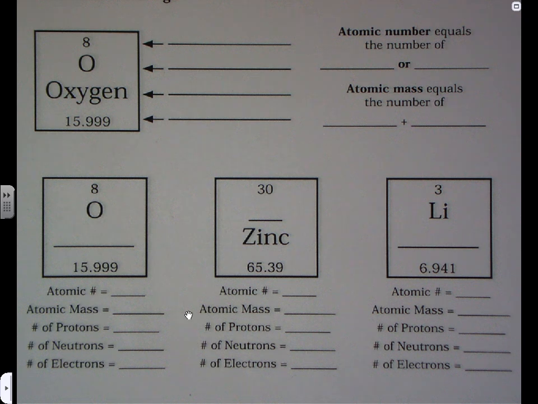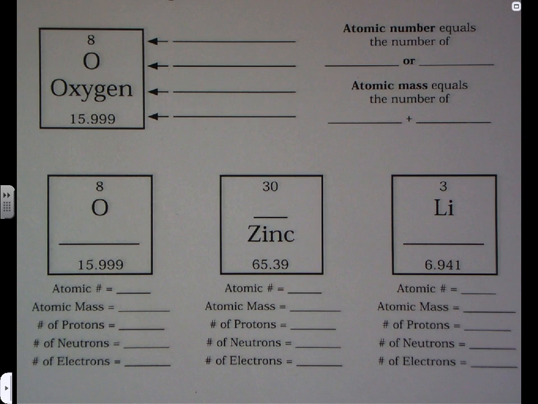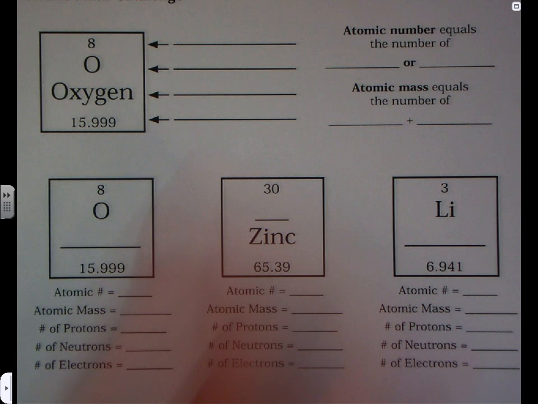Okay, so basically the first thing we're going to focus on is, again, the labels of the element box. This is exactly what, or close to what, every element box on every periodic table is going to look like. So the 8, what is it pointing to? What is that called? Atomic number.